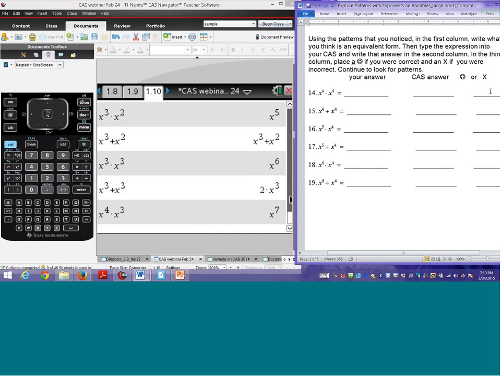What happens is, if they get it right, that of course reinforces it. If they get it wrong, they have a chance to understand why immediately. It's immediate feedback. It's like having a teacher sitting next to you. So they would go ahead and do number 15, x to the fourth plus x to the fourth, and hopefully write 2x to the fourth, and so on.